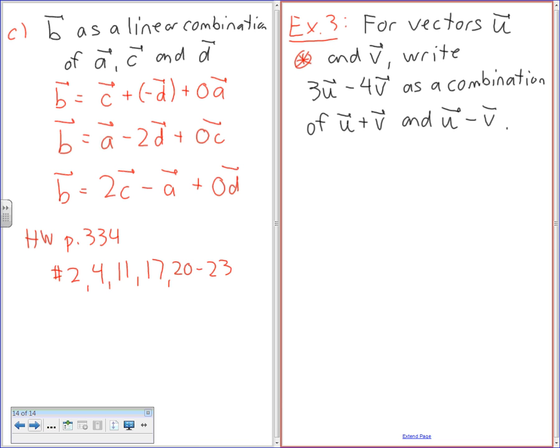So basically I'm saying as a combination of those, what it means is, there's some number you multiply u plus v by, plus another number you multiply u minus v by, this should equal 3u minus 4v. Okay? So there's some way that I'm multiplying both of those things. This is turning into a substitution question.